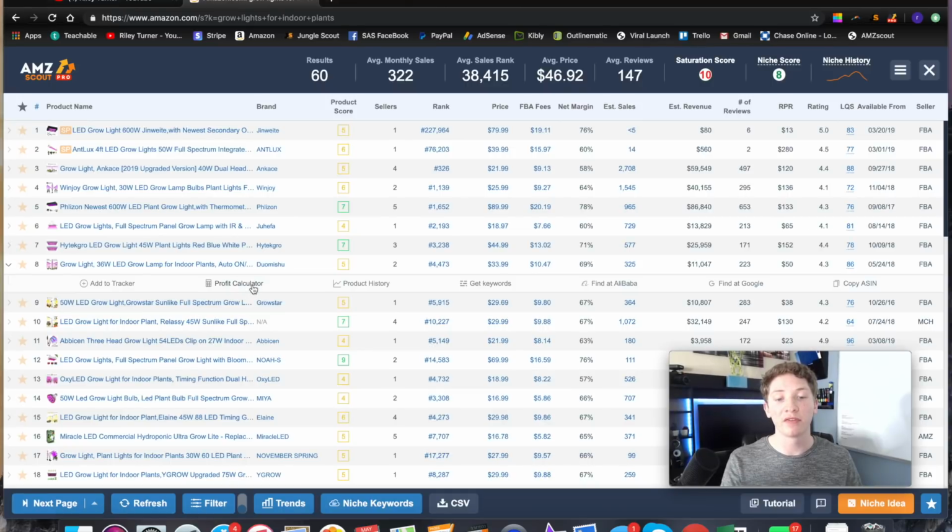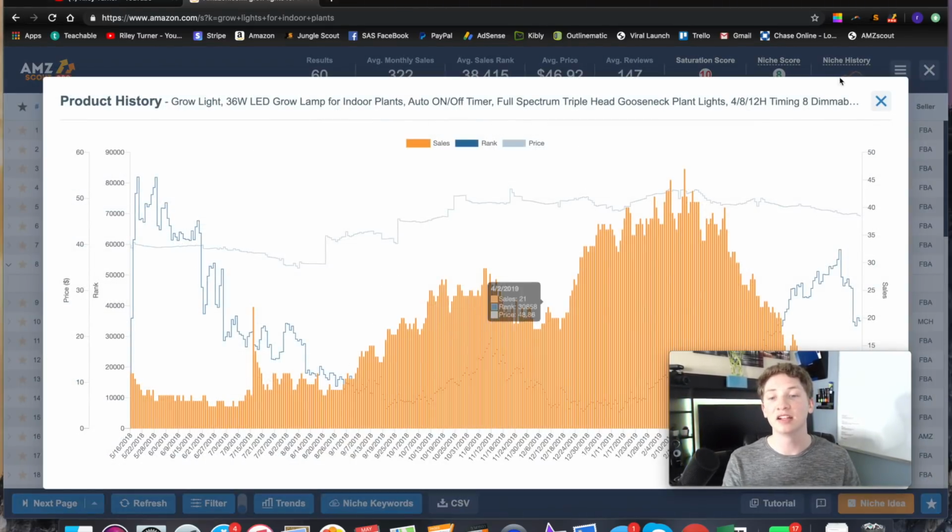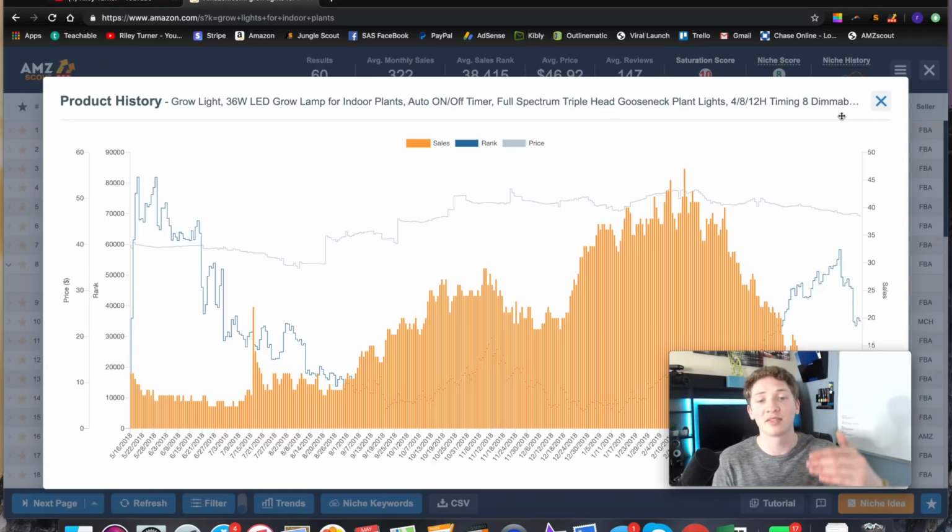Now, after the profit calculator, to the right, we have product history. And this is going to be exactly like the niche history up here, but it's going to take into factor just this single listing that we're looking at. So if you guys want to look at some of the top sellers and what they're specifically doing in sales rank and price history, then you guys can run that right there, and it will tell you all 3 of these things for that specific listing that you're looking into.